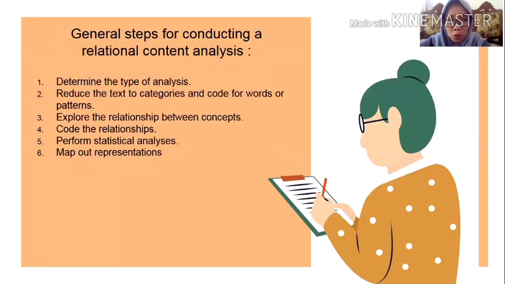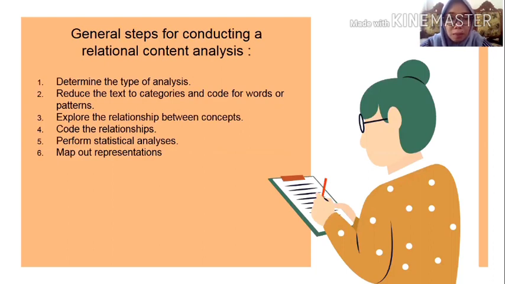And let's move on to the next slide. It is about the general steps for conducting relational analysis. There are 6 steps for conducting a relational analysis. The first is determine the type of analysis. The second is reduce the text to categories and code for words or patterns. The third is explore the relationship between concepts. The fourth is code the relationship. The fifth is perform statistical analysis, and the last is map out representation.